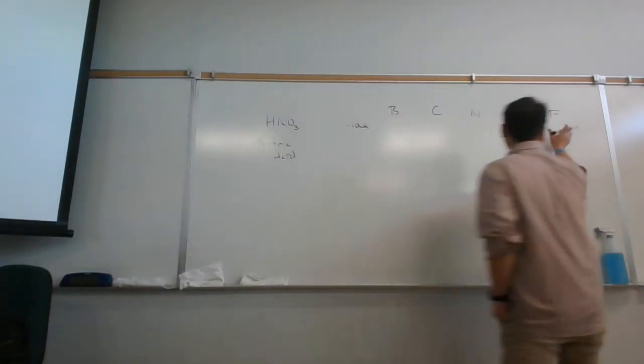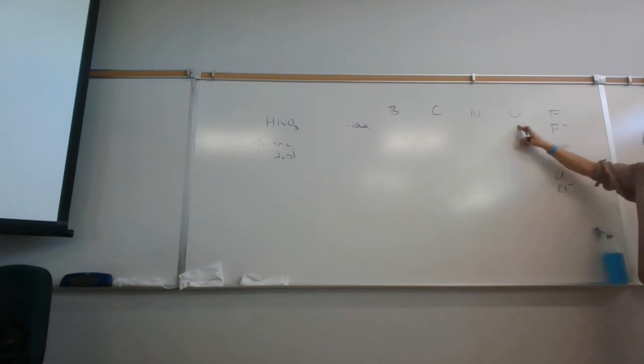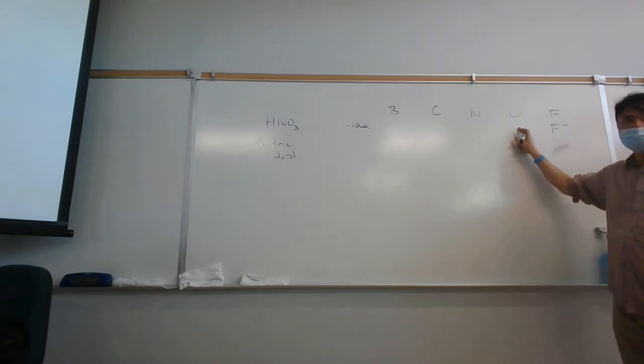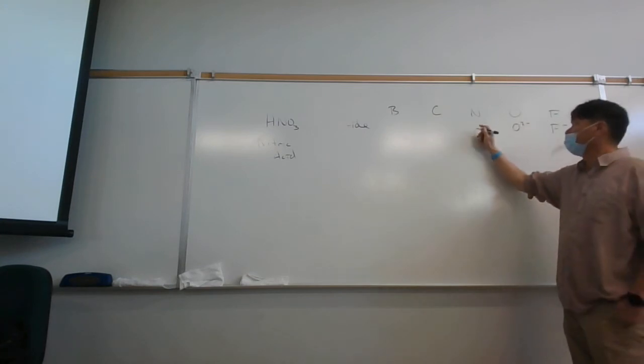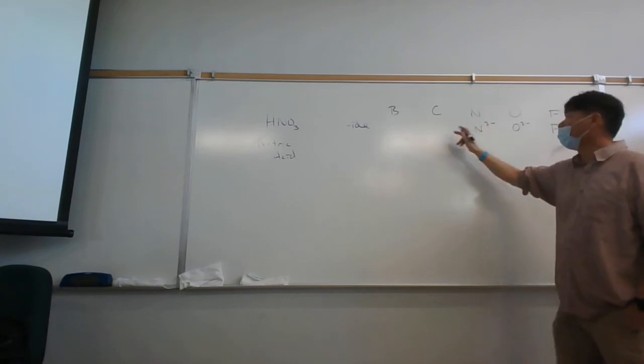What is fluoride? Fluoride is what charge? Negative, like chloride. Now chlorine, actually let me write this down a little bit lower. Chlorine would be Cl minus, that would be chloride. What's oxide? Oxide is -2. Nitride? -3. Carbide?